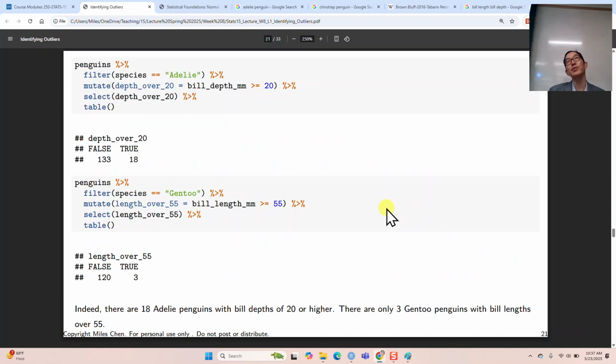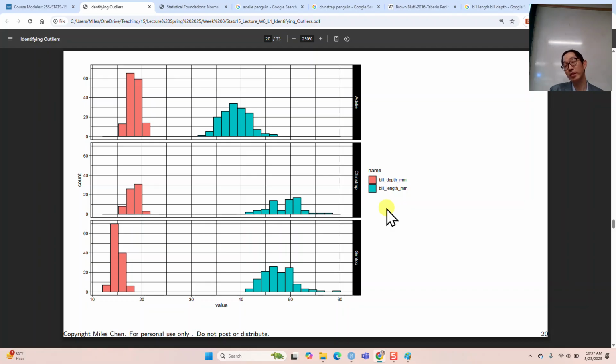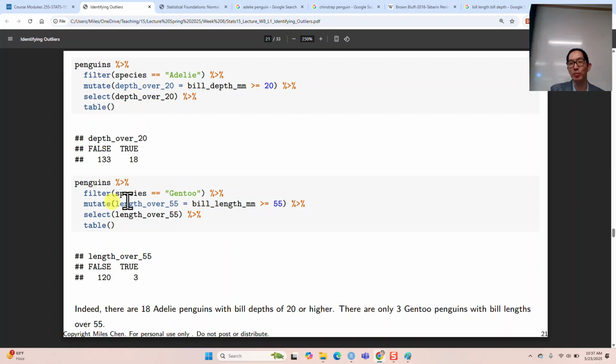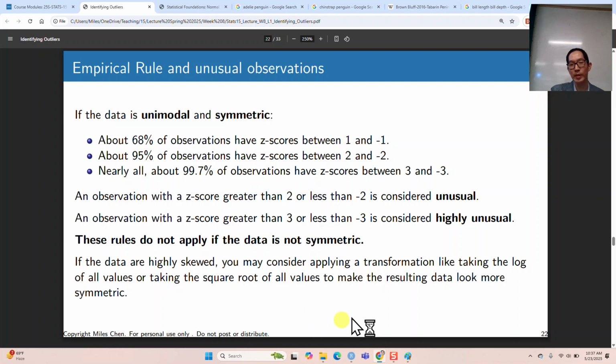So in your own projects, you will come across some interesting observation, and you might want to say, let's look at this value. If it makes sense to calculate a z-score, you can use a z-score. If it makes sense to calculate what proportion of other observations are above or below this value, these are things you can use to corroborate whatever point you're trying to make, okay?